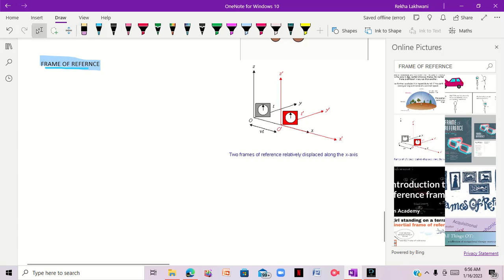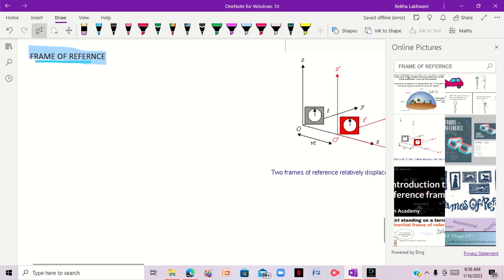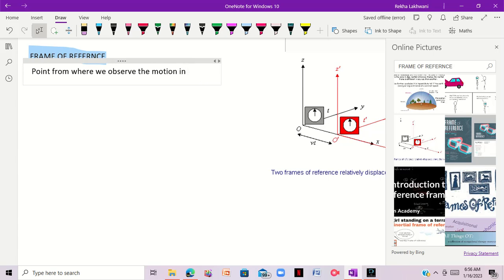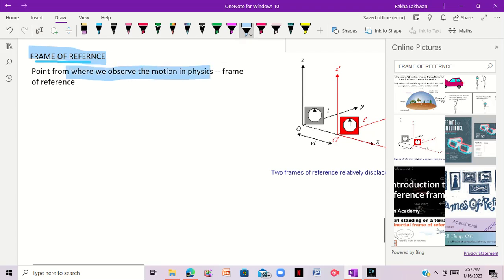So let's talk about frame of reference. Now basically, what is frame of reference? When we observe, we can easily say that the point from where we observe the motion in physics is known as frame of reference. So basically, it is a point from where we observe motion in physics. Now, I know it's not clear to you from this definition.